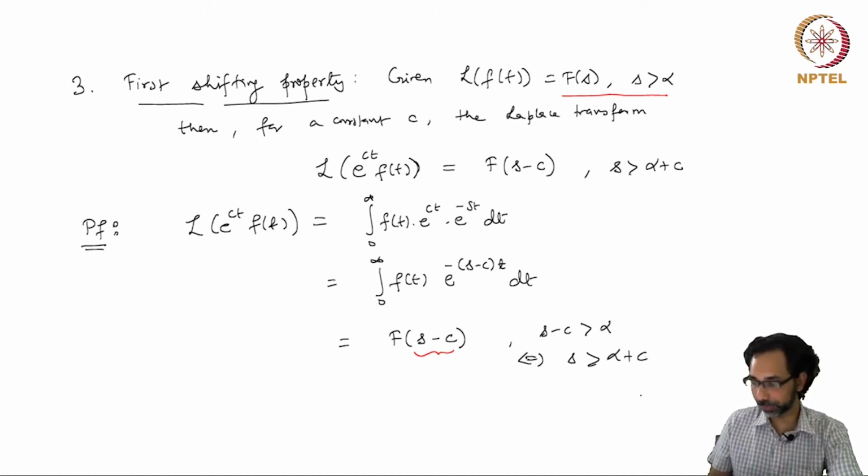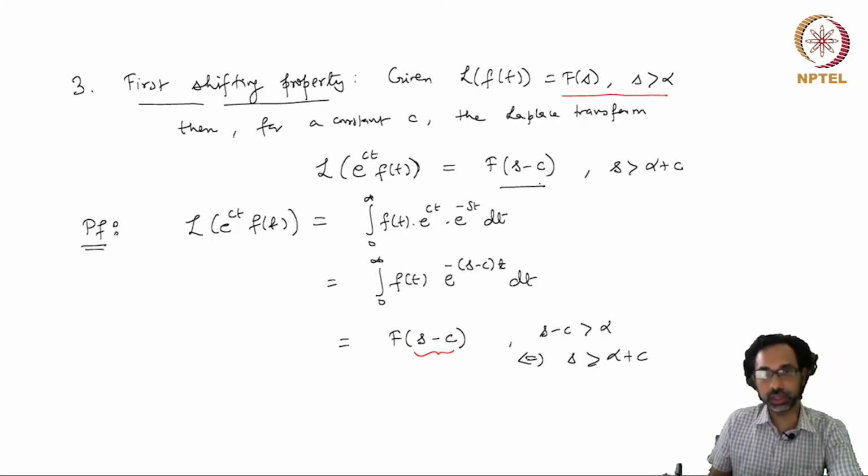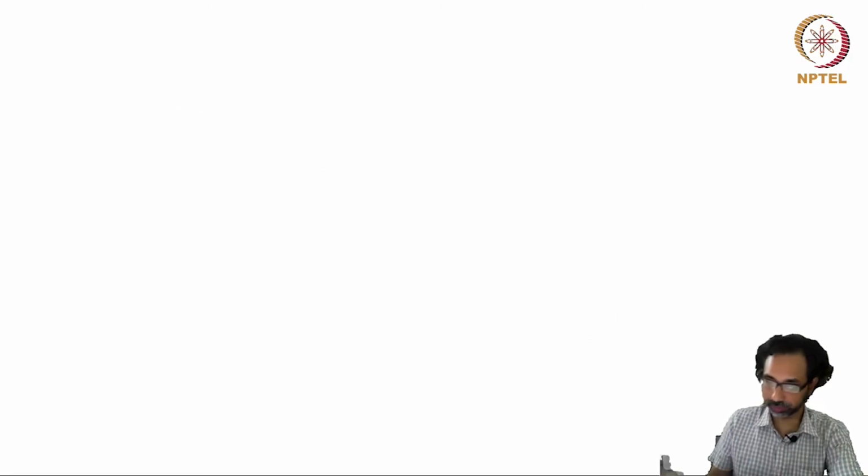So we have seen that when we multiply by an exponential function with constant c, the Laplace transform on the right hand side gets shifted by c horizontally. This is why it's called the first shifting property. A second shifting property is given as follows.